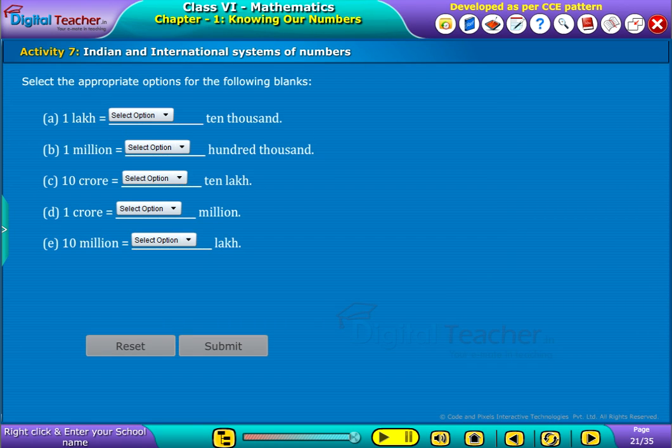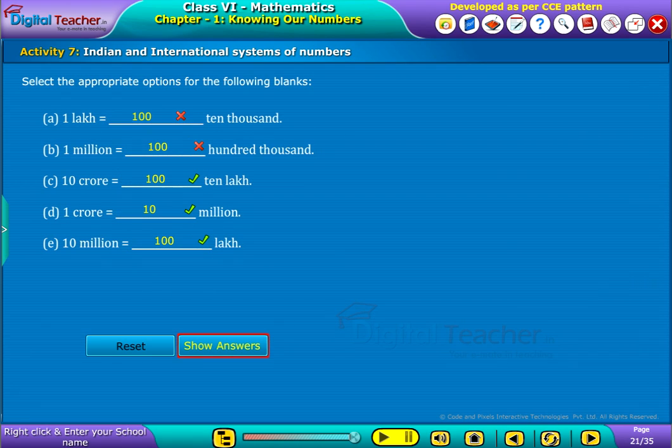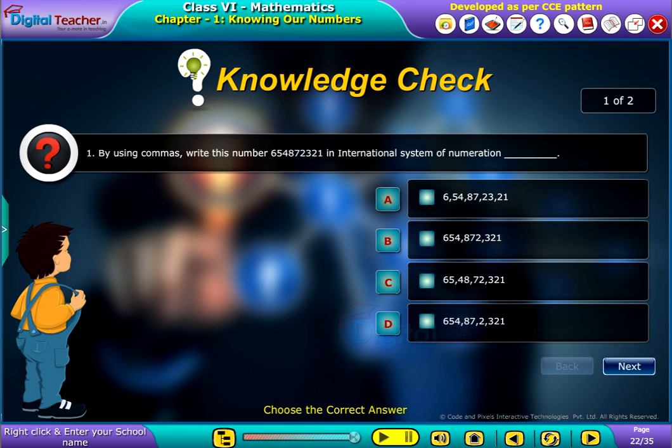Let us perform an activity on Indian and international systems of numbers. Select the appropriate options for the following blanks. Knowledge check. Attempt the following questions to check your understanding.